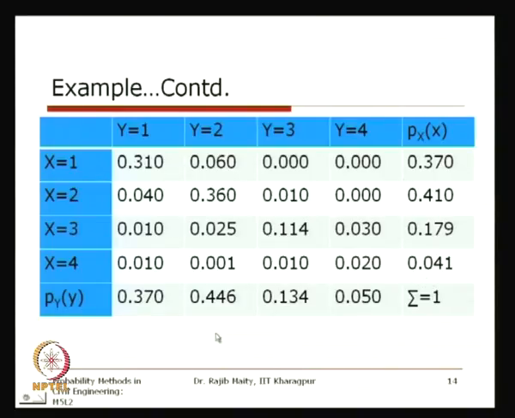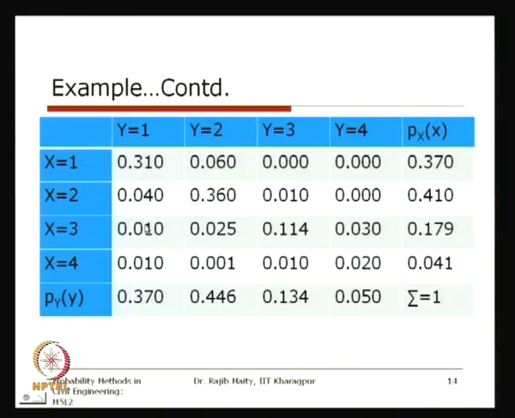Similarly, if we want to know the marginal distribution of y, that is the probability of y equals 1, then we have to add up again 4 such events, that is y equals 1 and x equals 1, 2, 3 or 4.